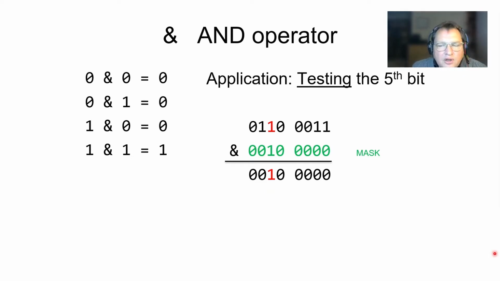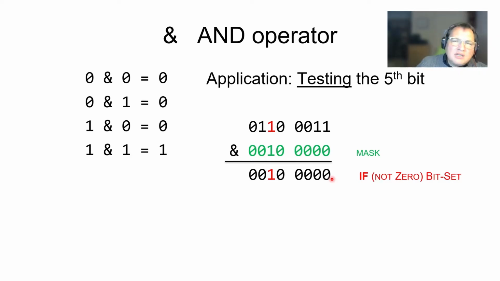Now, how to interpret the result of the test? If the result value is not 0, this means that the tested bit was set. And this is because the only possibility for the result of a bitwise AND operation to be 1, so to be different than 0, is that both operands were 1, so the tested bit was also 1. All other bits are zeroed by the power of the mask.